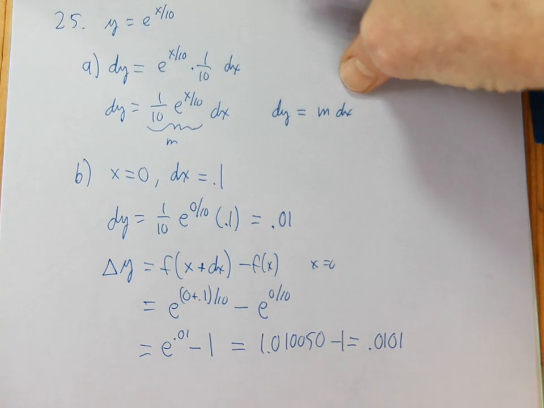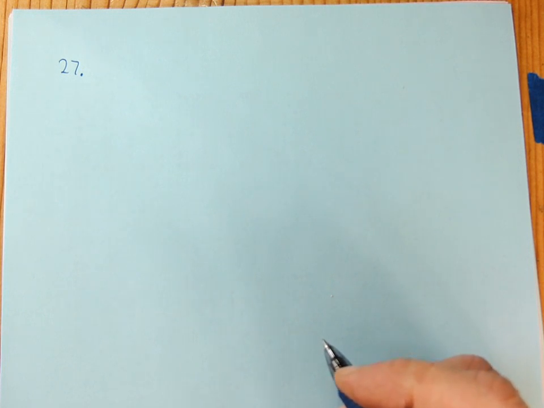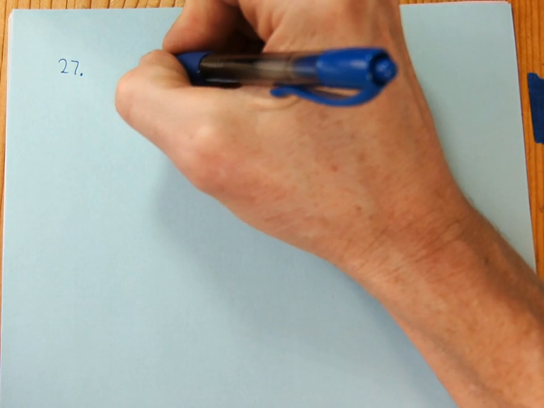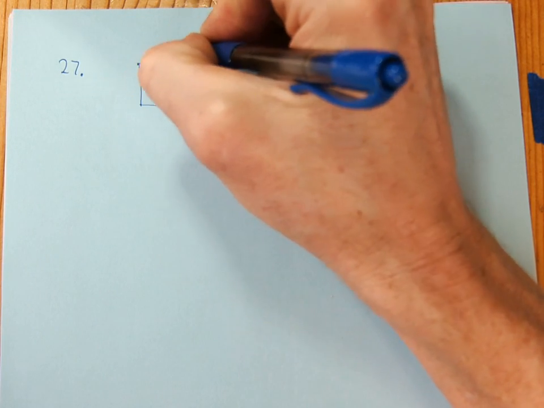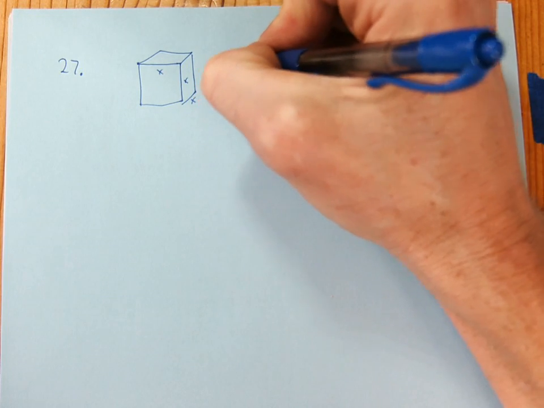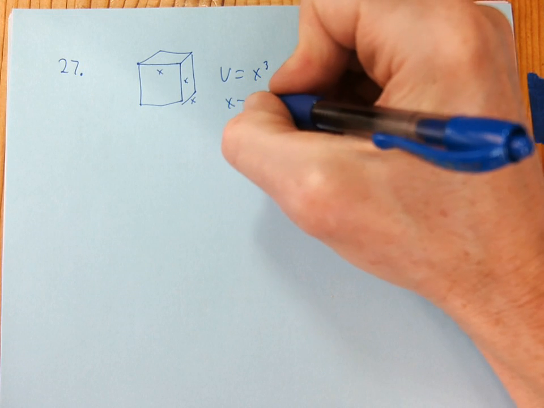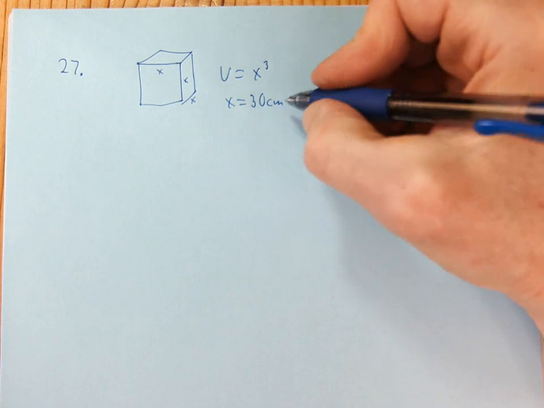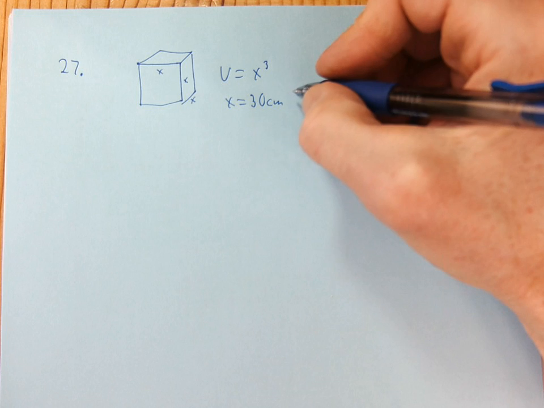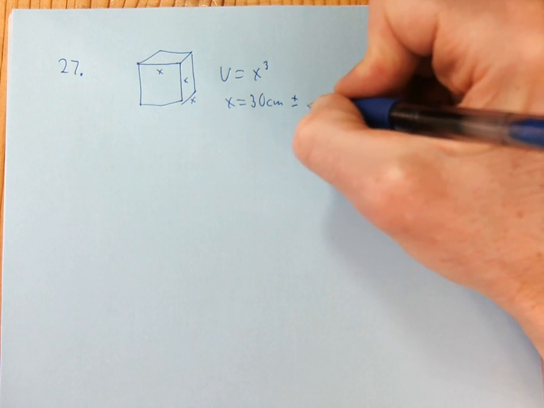Okay, so let's look at number 27 now. It says that we have a cube and it's 30 centimeters, but maybe you're off by 0.1 centimeters on each side. Okay, so we have our cube. Let's call each side x, right? So the volume is just x cubed, and you measured it, and x is 30 centimeters, but it was hard to measure it perfectly. So, you're good within 0.1 centimeters or 1 millimeter, so you'd say plus or minus 0.1 centimeters.